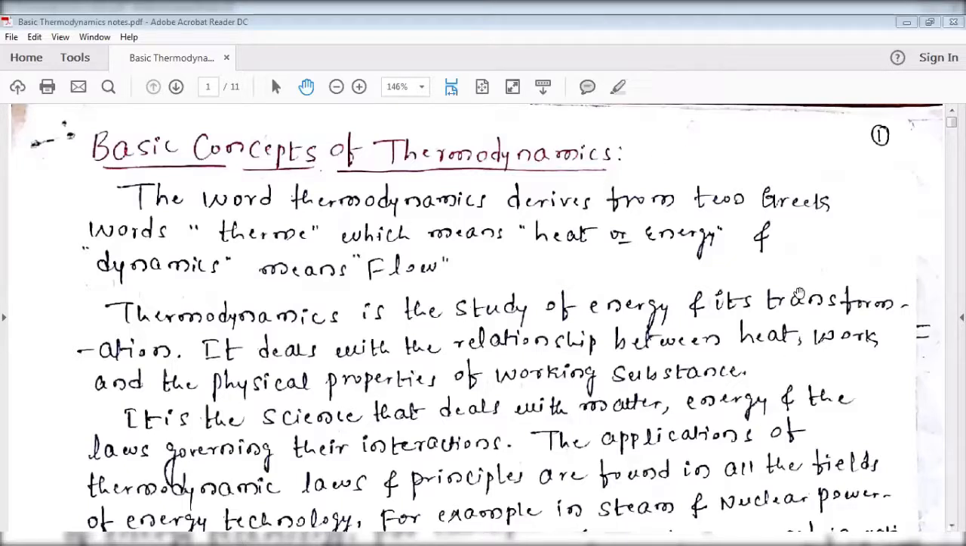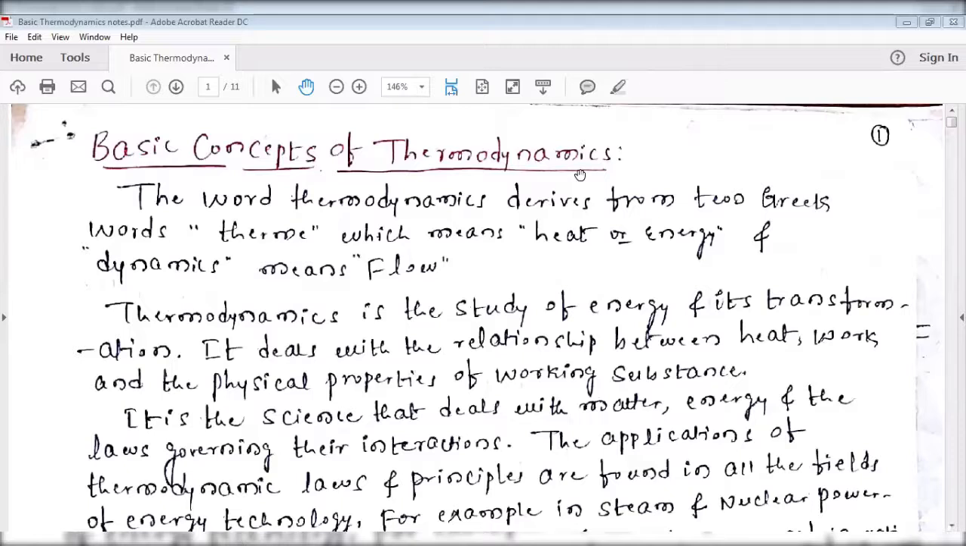I welcome you all to the next session in the elements of mechanical engineering, that is basic concepts of thermodynamics. Already you studied this thermodynamics in your first year PUC. You know the thermodynamics. What is thermodynamics? In that you know system, system boundary, surroundings, open system, closed system, isolated system.